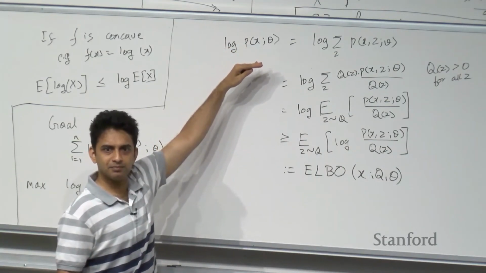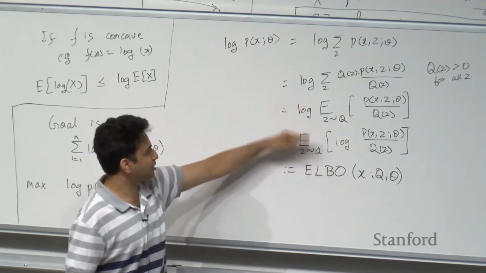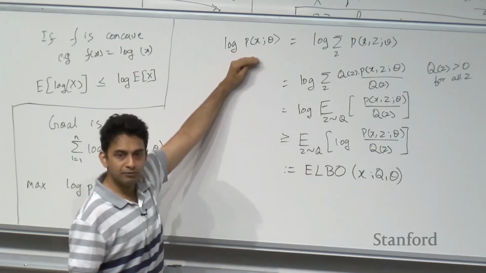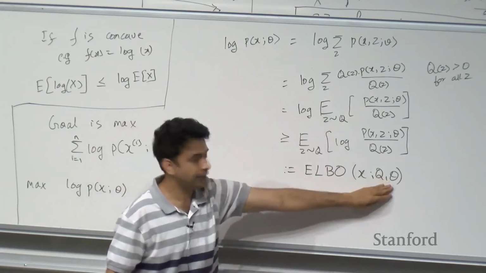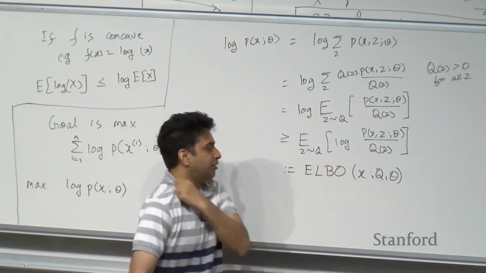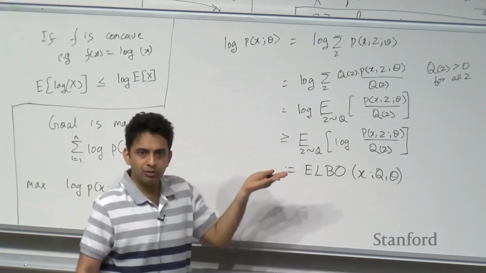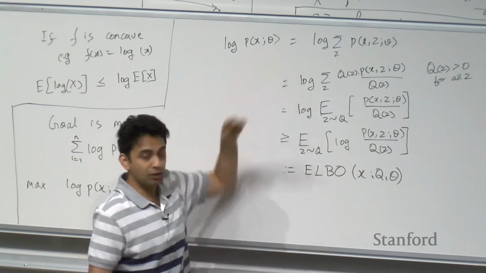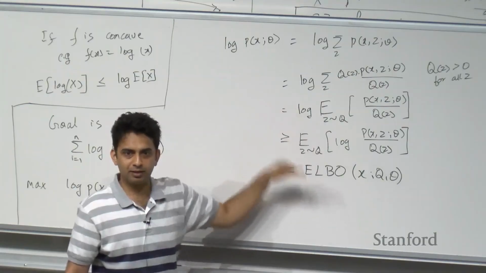Does it make sense? ELBO is, by Jensen's inequality, always a lower bound for log p of x, our likelihood. Both of them have theta in them. Now, if we find values of theta such that we are maximizing the ELBO, then it necessarily means that log p of x at that value of theta is higher. And Jensen's inequality gives us that inequality.